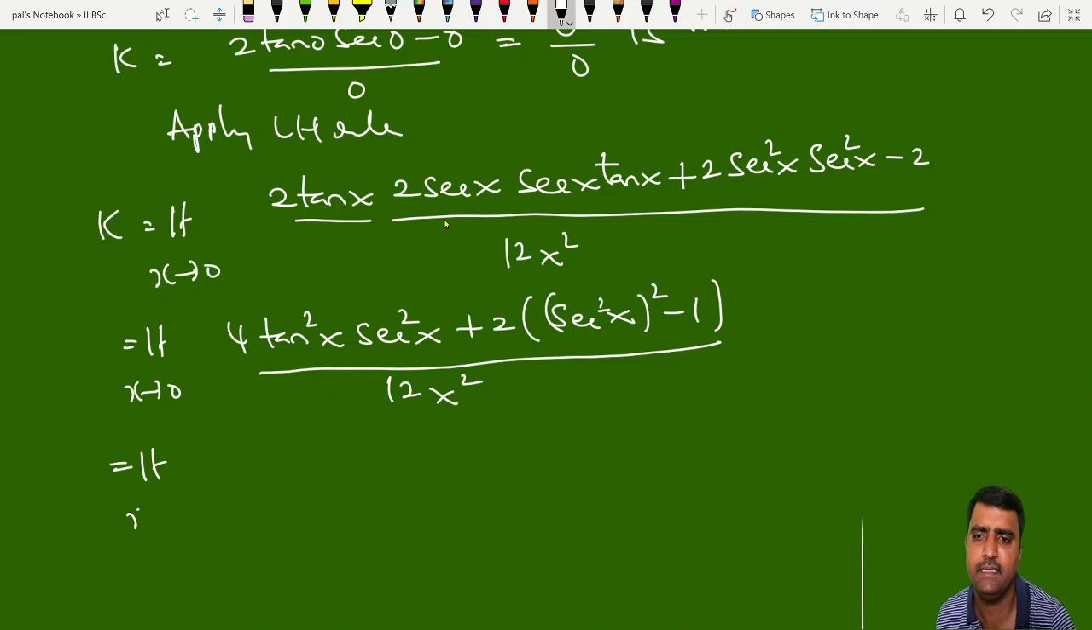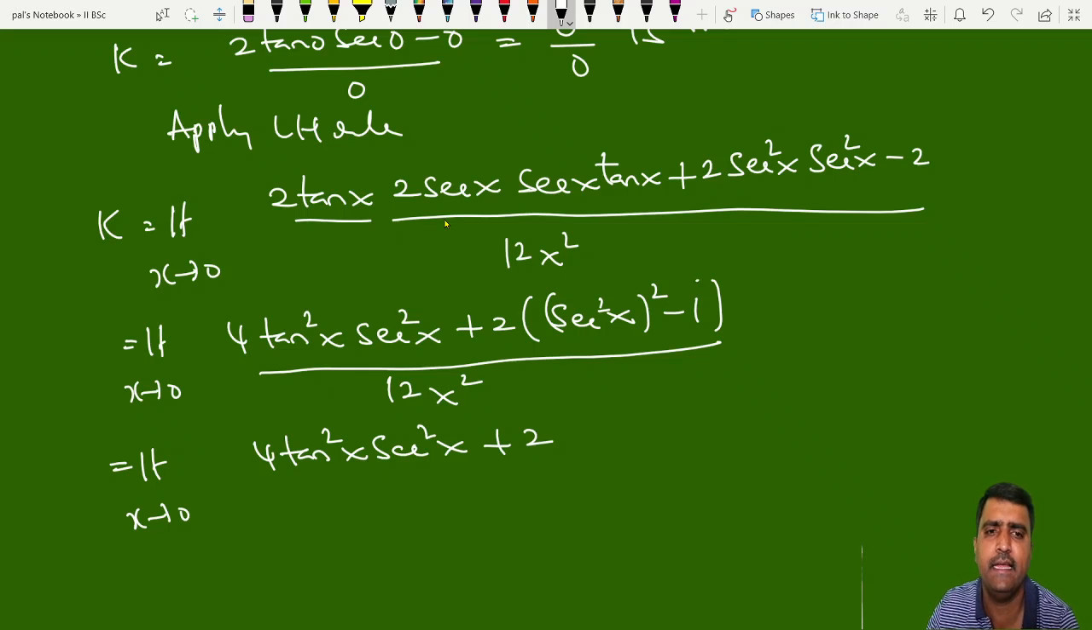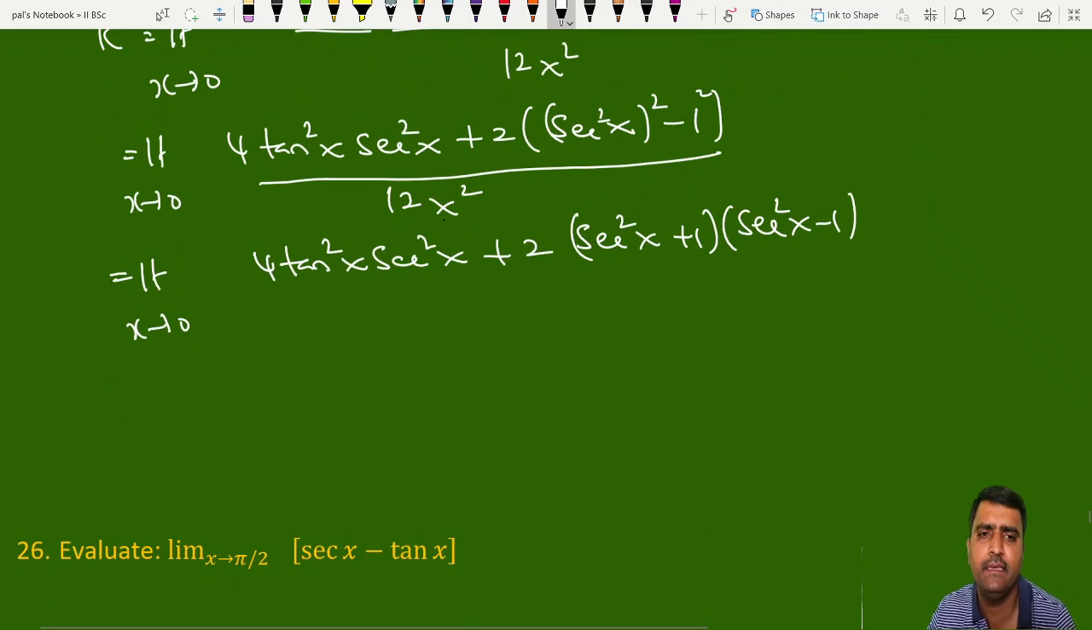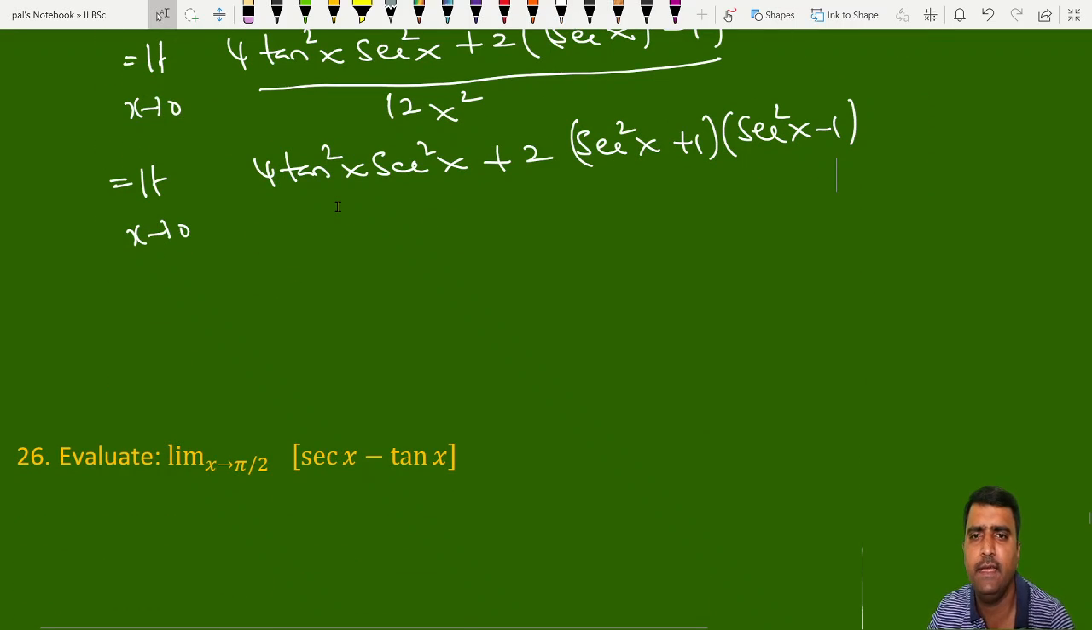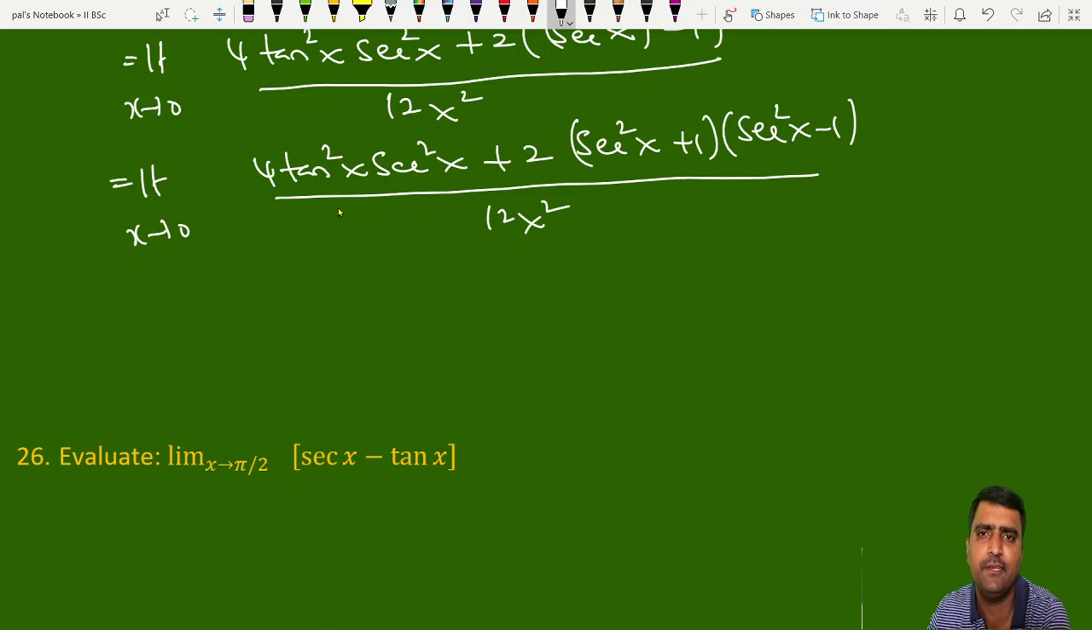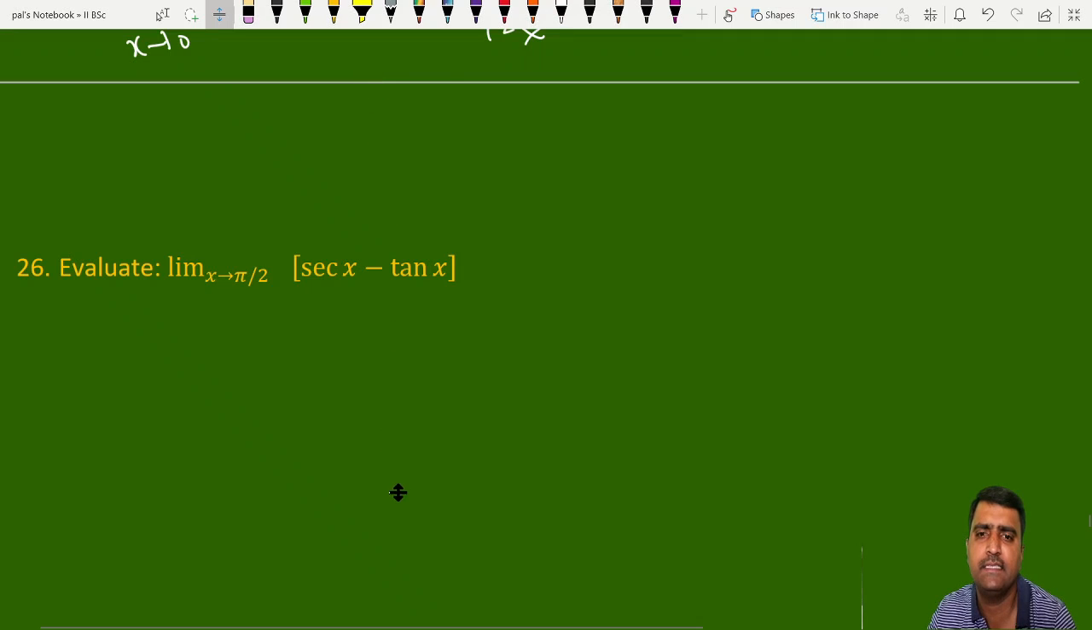Which is equal to limit x tends to 0, 4 tan square x into secant square x plus 2 into, you see, it is like a square minus b square form. A square minus b square can be written as a plus b into a minus b, divided by 12x square. If you apply the limit and apply L'Hospital's rule again, it becomes lengthy. So to avoid that, I just go on simplifying in this step itself.